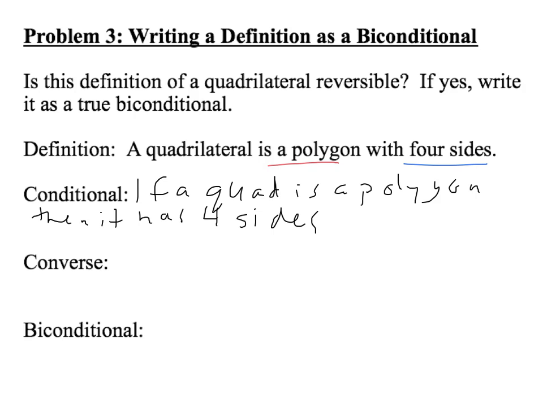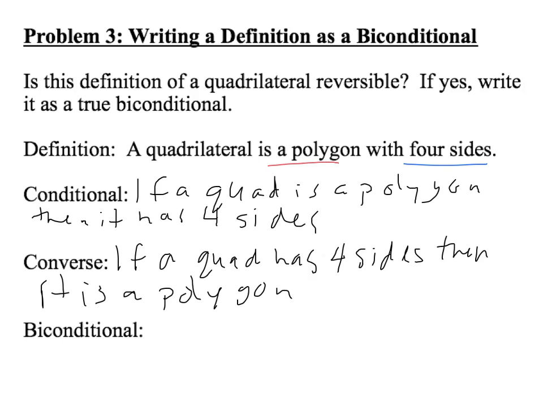So now you should pause and try to write the converse. And that looks like, if a quad has four sides, then it is a polygon. As you notice, for both the conditional and converse, I started with "if a quad," so "if a quadrilateral." That's not part of the P's and Q's. The P was polygon and four sides. So that's what I change around. When you write your sentences, they still have to make sense.